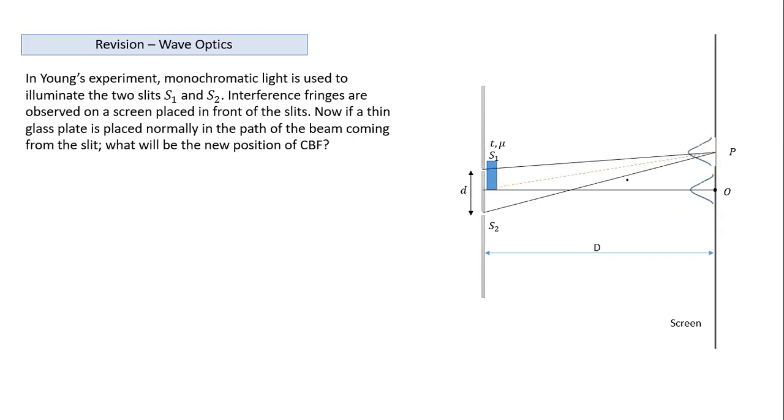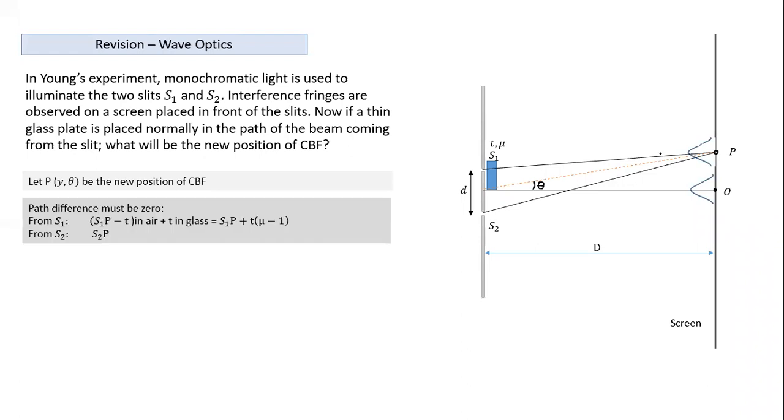Let's do that also. Let P be the point with angular position theta, or you can say y coordinate, where the central bright fringe shifts. So P is the new position of the central bright fringe, and if it is the central bright fringe, it has to satisfy a certain condition. What condition does it have to satisfy? Earlier we used to talk of path difference. We understand that when we talk of the central fringe, the optical path difference must be zero.